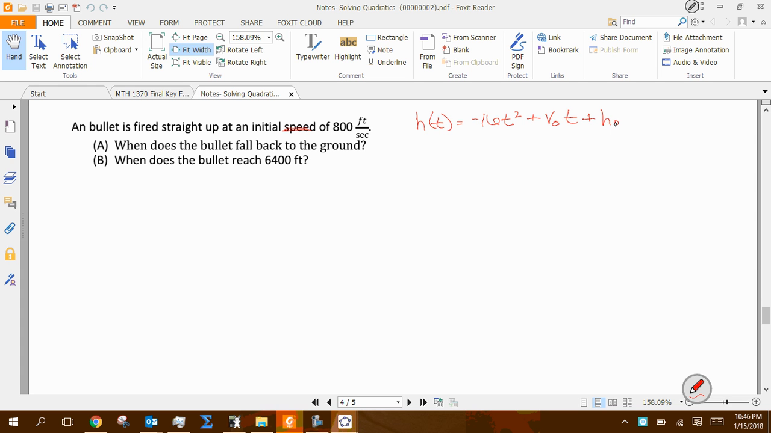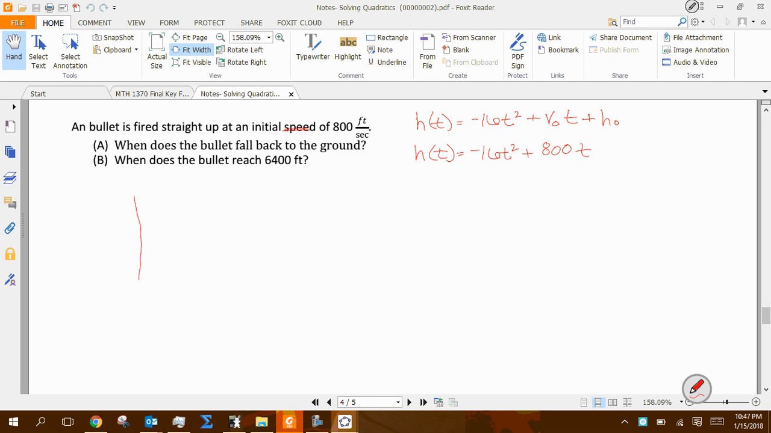Maybe you're going to launch off a building, so if the building's 23 feet in the air, this would be a plus 23. But as we do this one, we just plug in the information. This is constant all the time. They'll say initial velocity. They might say an initial height. This one says we're doing it from the ground. It doesn't say anything about initial height, so that ends up being 0. So all I do is h of t is equal to negative 16 t squared plus my initial velocity, which is 800 feet per second, times t. So we get that.